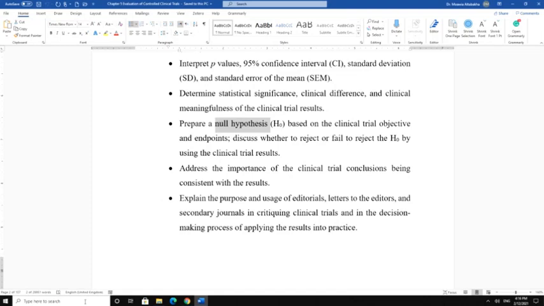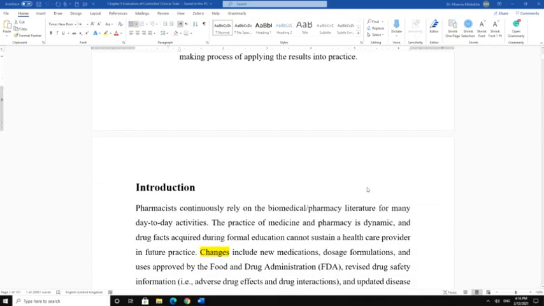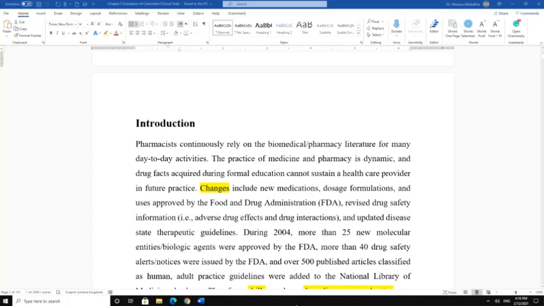Also, you need to explain what are the benefits and the use of editorials. If you remember, we said editorials are not primary literature. And the letters to the editors. And the secondary journals. Here, when we say secondary journals, we are referring to journals that publish reviews or review articles. And they are helpful in critiquing clinical trials and in making decisions, okay, regarding the application of the trial results into practice.